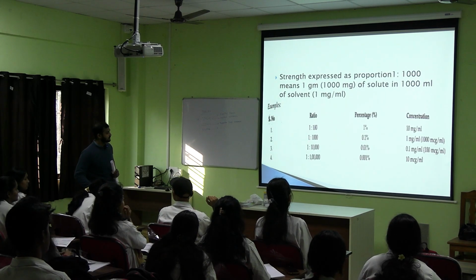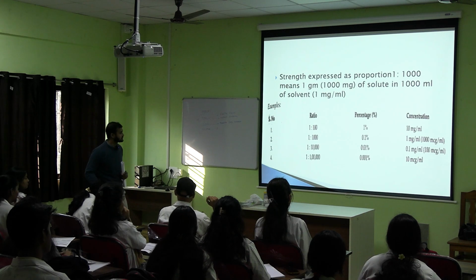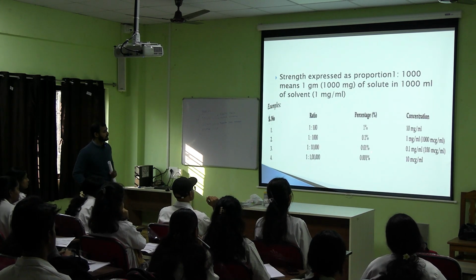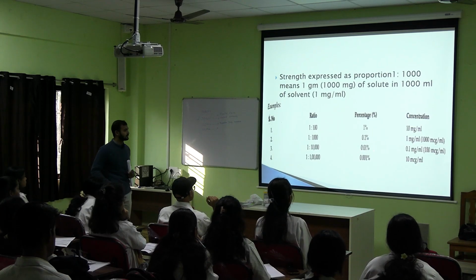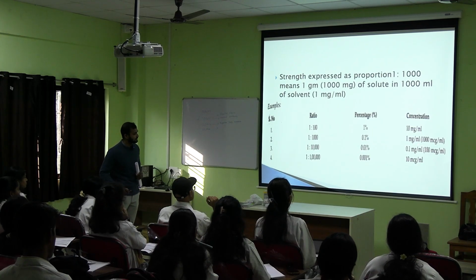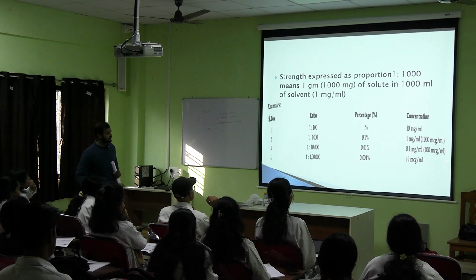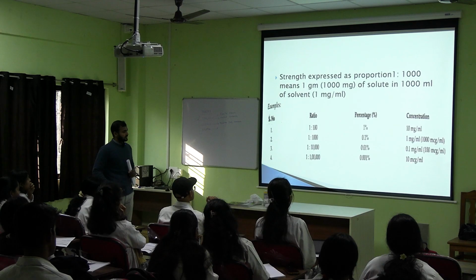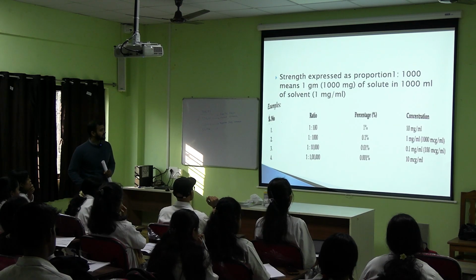And if you increase the ratio to 1:1000, the percentage will further decrease to 0.1%, and it will be 1 milligram per ml solution. Then further, 1:10,000 ratio is 0.01%, that is 0.1 milligram per ml solution or 100 microgram, since 1 milligram equals 1000 microgram, per ml. And if you further increase, 1:1 lakh solution is 0.001%, that is 10 microgram per ml solution. This is the basic concept.